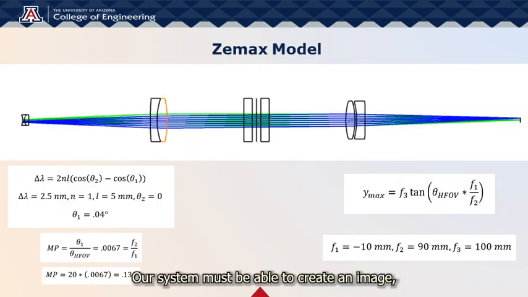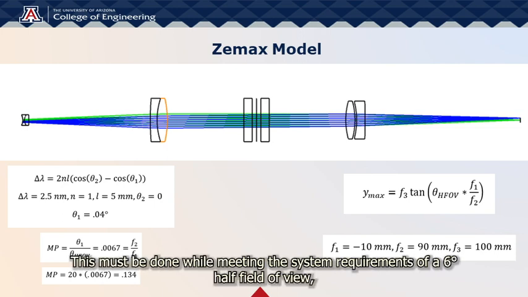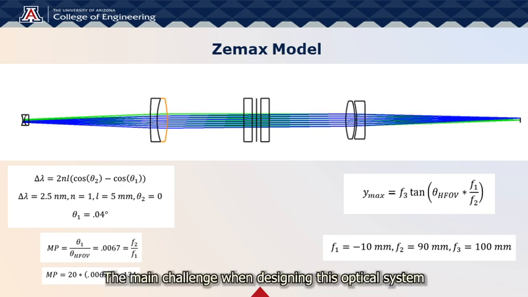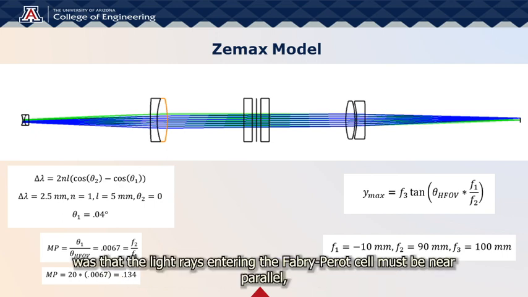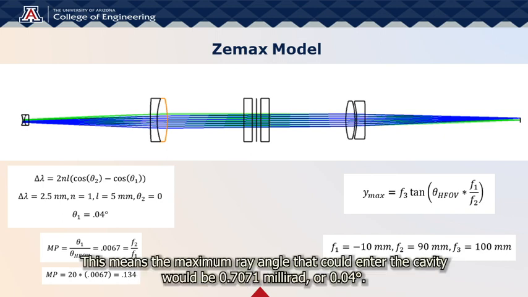Our system must be able to create an image, so we designed an imaging optical system around the Fabry Perot cell. This must be done while meeting the system requirements of a 6-degree half field of view, a spectral resolution of 2.5 nanometers, and an angular resolution of 7.5 arc minutes. The main challenge when designing this optical system is that the light rays entering the Fabry Perot cell must be near parallel, driven by the spectral resolution requirement. This means that the maximum ray angle that could enter the cavity would be 0.7071 millirad, or 0.04 degrees.